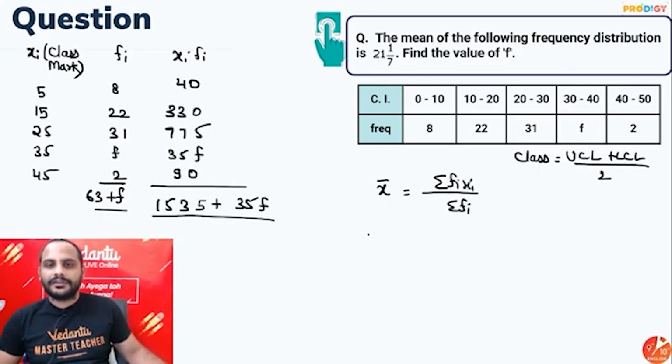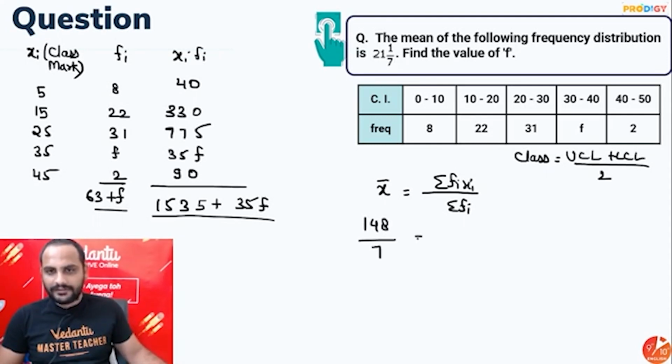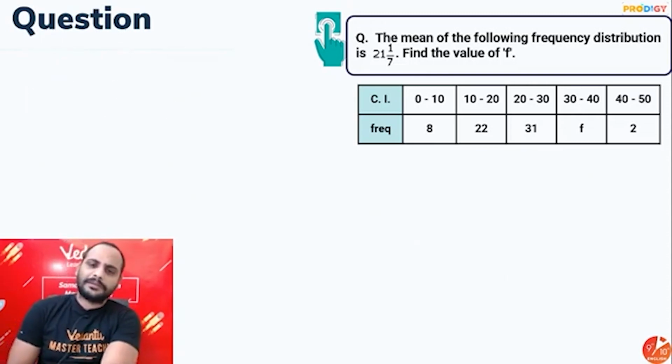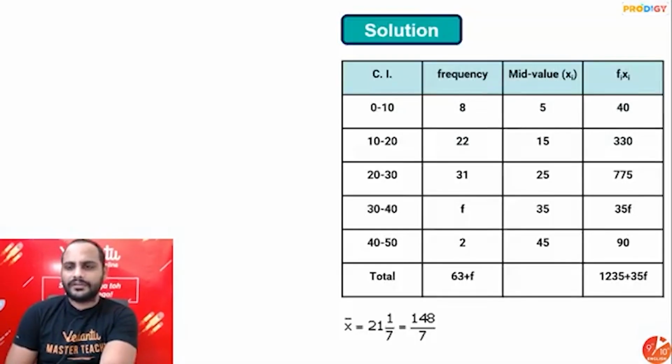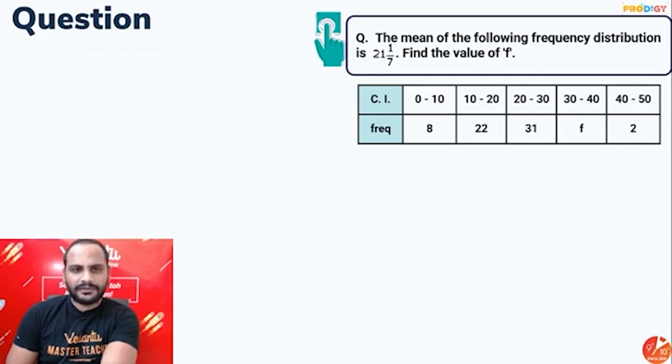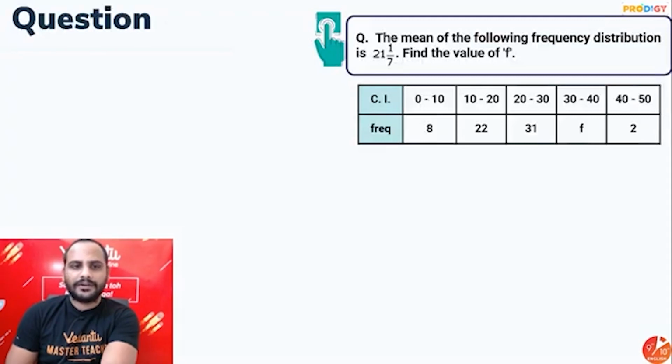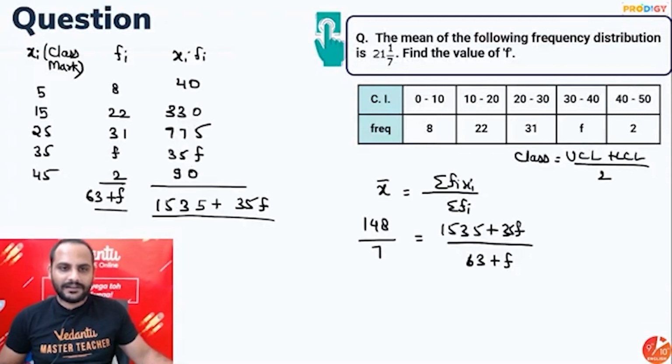So this is 21 1 by 7, 7 7s are 49, 147 plus 1, 148 by 7 is equal to 1535 plus 35f divided by 63 plus f. Now, you just have to simplify this. Cross multiply and get the answer. Nothing else. Cross multiply. I got it, I have added that 3 extra. That is what I was thinking. Some mistake I have done in the sum. 1235. Okay.